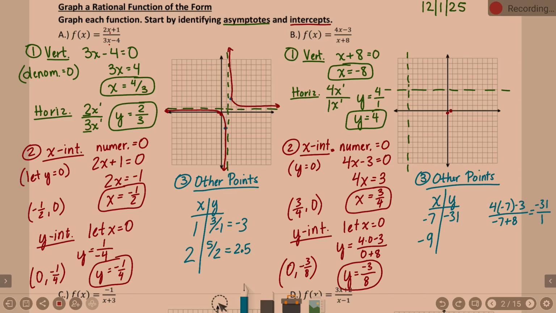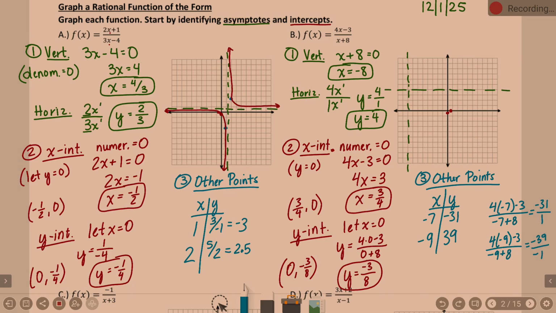We'll talk about that here in a moment. Let's put in -9. 4 times -9 minus 3 over -9 plus 8. So what do we have here? -36 minus 3, -39. -9 plus 8 is -1. -39 divided by -1 is +39. Okay, well, at -9 we get 39, and at -7 we get -31.